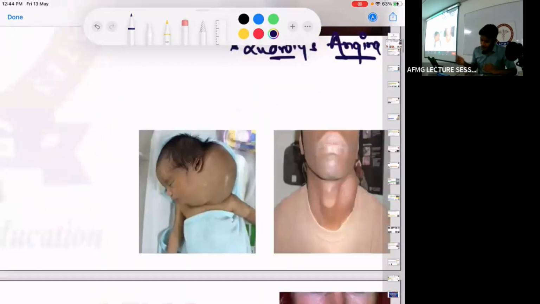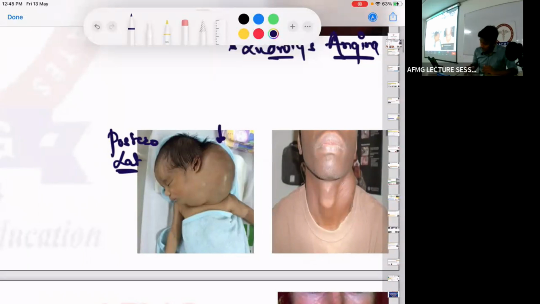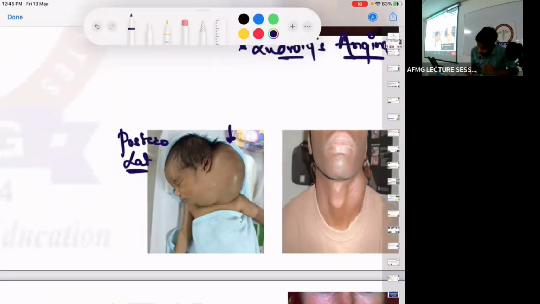Important. Next, if I say my patient presents to me with this kind of posterolateral neck swelling. Okay. So here you can see it is a posterolateral neck swelling. Posterolateral neck swelling means it is behind the sternocleidomastoid muscle, or in the posterior triangle of the neck. So posterolateral neck swelling is suggestive of, very good, cystic hygroma.